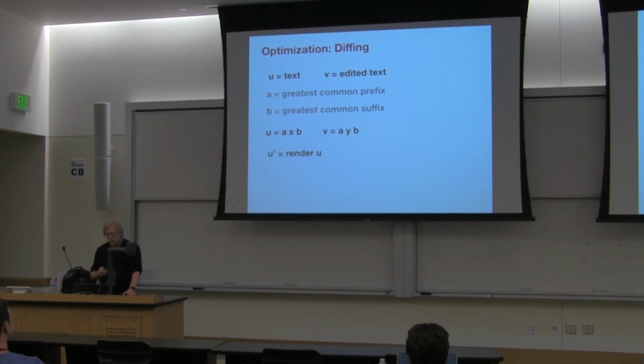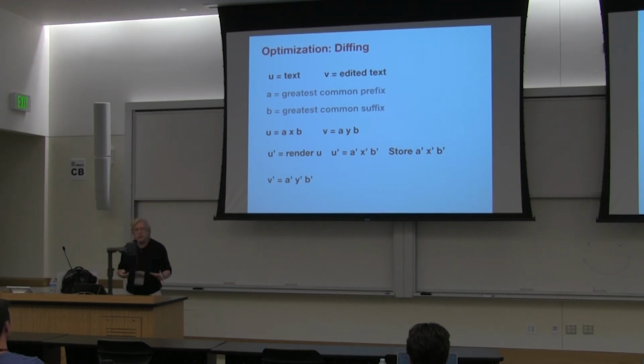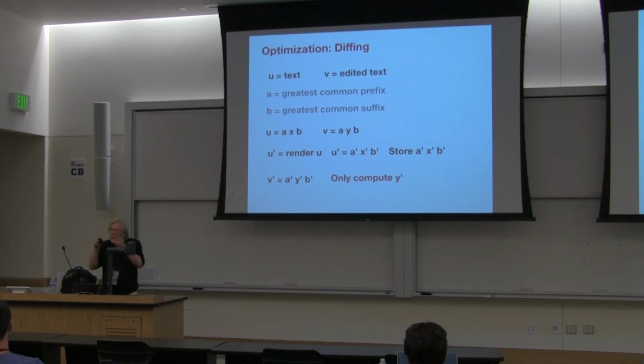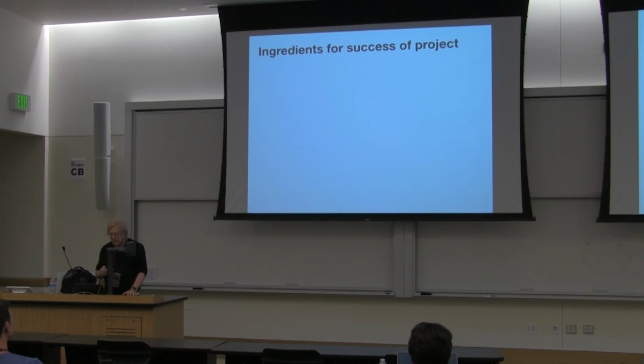And if I render U, that has the shape A prime, X prime, B prime, I store that, and now I've made some changes and I want to render V. But A prime and B prime are already computed by parsing and rendering. So all I have to do is to parse and render Y, and that's some little tiny thing, so that's really, really fast. Okay, so that's it.